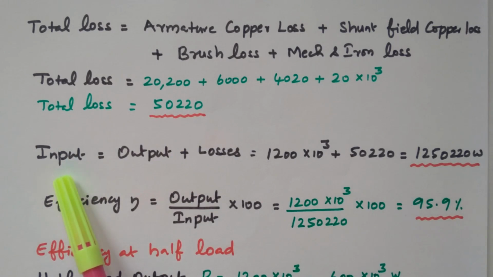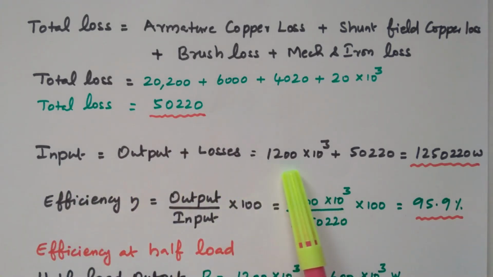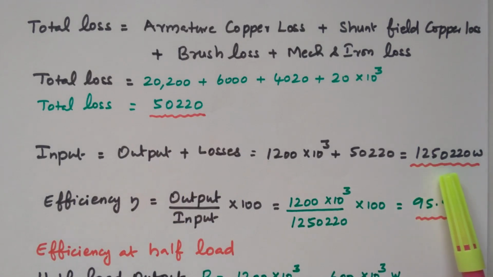Now we calculated the total losses. So we note that input equal to output plus losses. The losses we calculated, and the output is already given. So by adding the output and loss, we can find the input to the generator. The output is 1200 kilowatt, 1200 into 10 to the power 3, plus losses 50,220, that is equal to 1,25,220 watts.